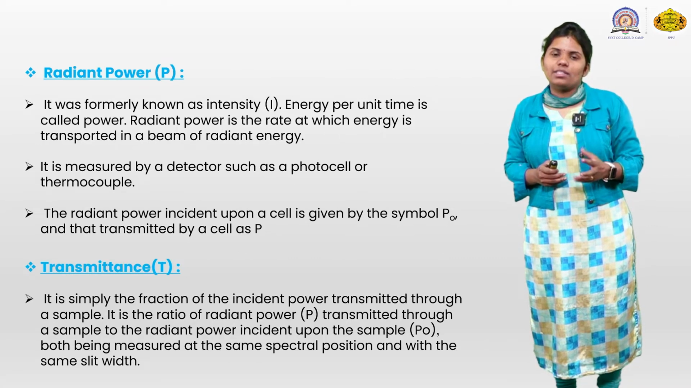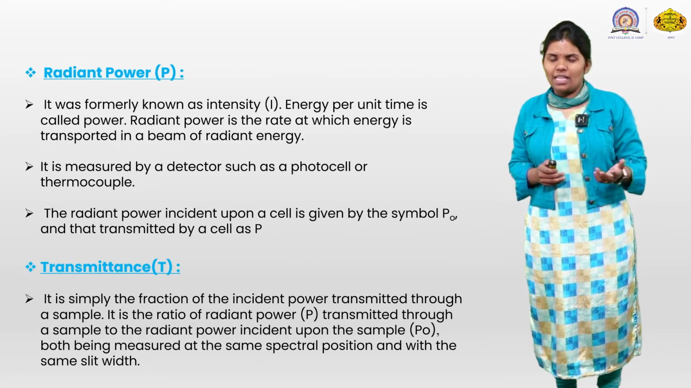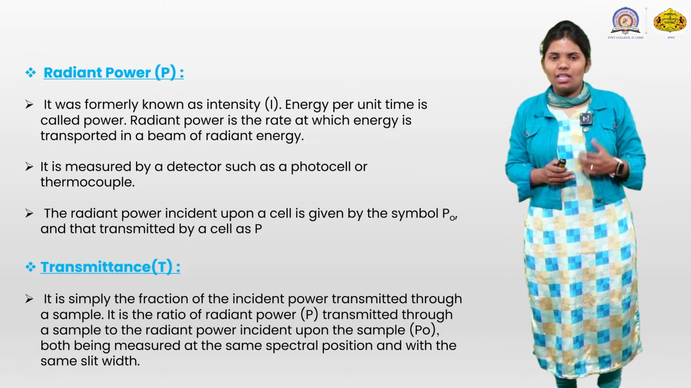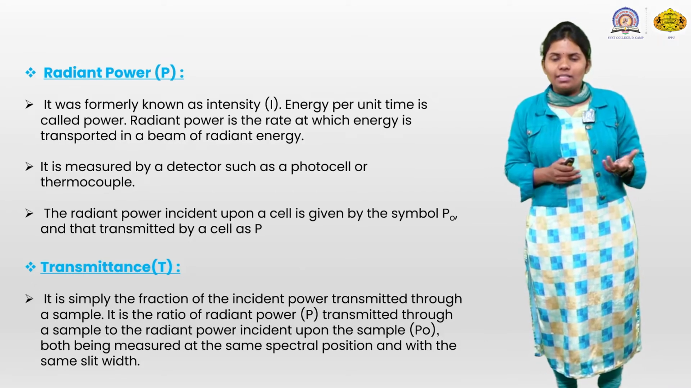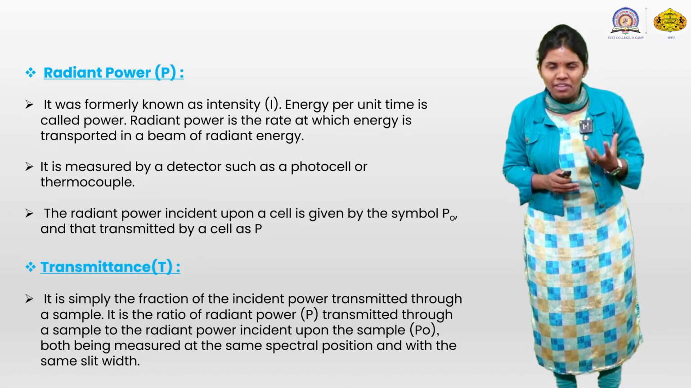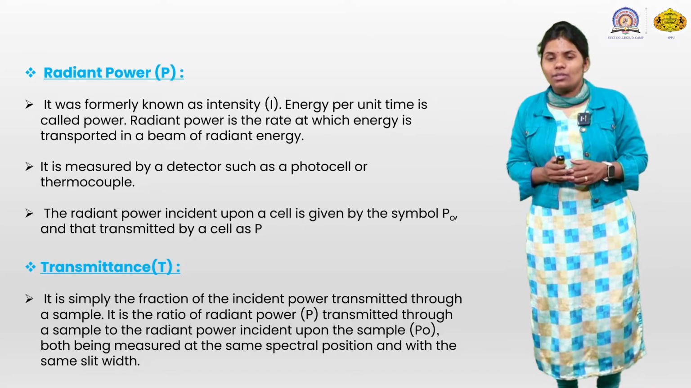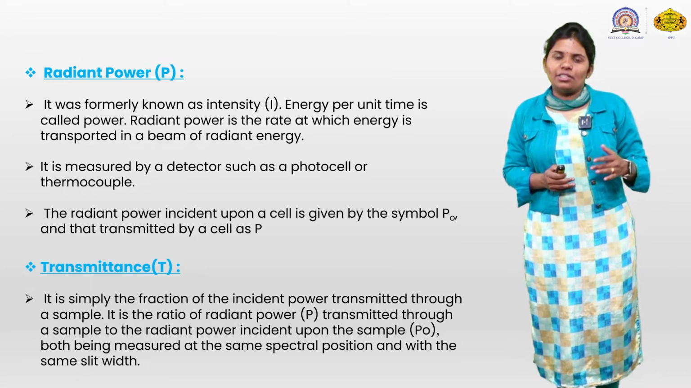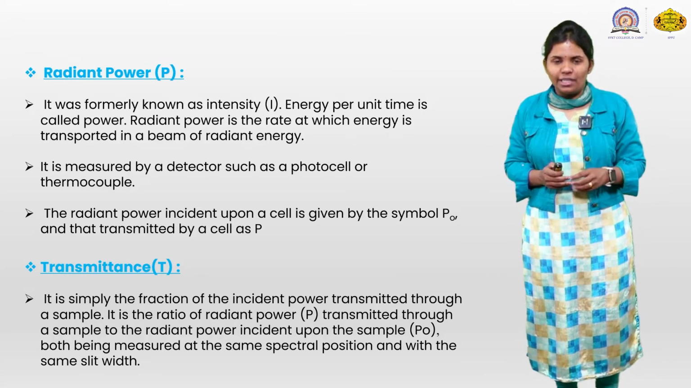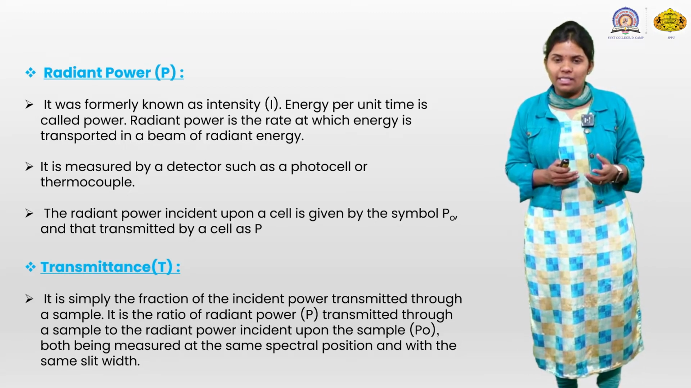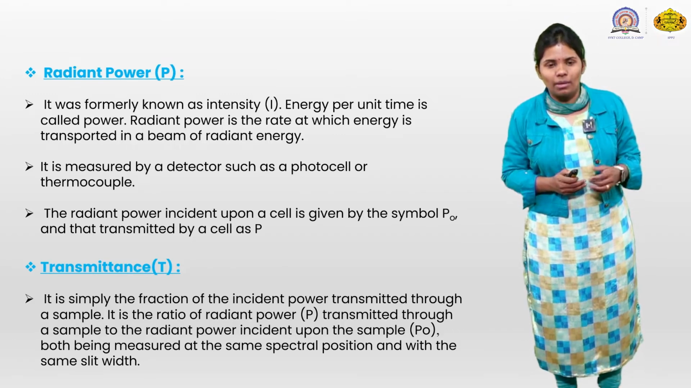Next, what is radiant power? In the last lecture we saw radiant energy. What is radiant power? It is nothing but the intensity of a light. The energy per unit time is called power. So radiant power is the rate at which energy is transported in a beam of radiant energy. It is measured by a detector such as a photocell or a thermocouple.